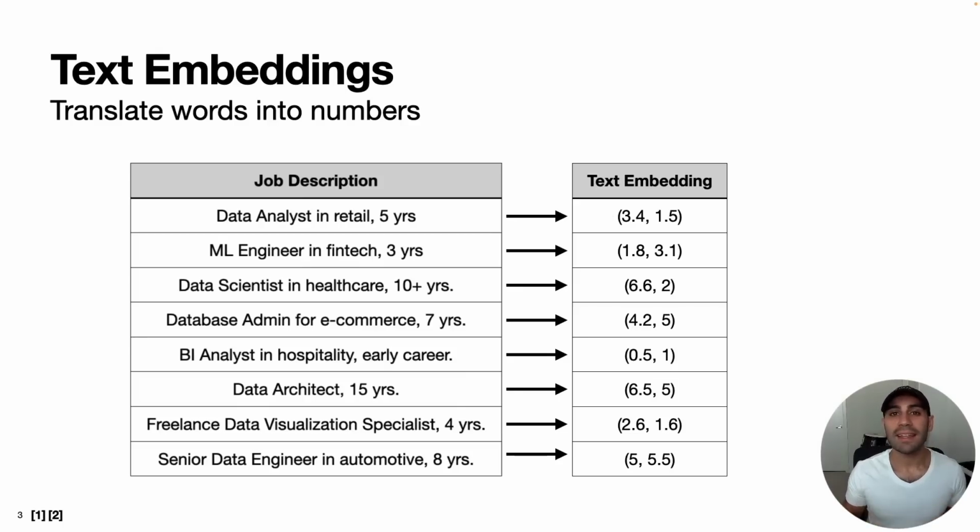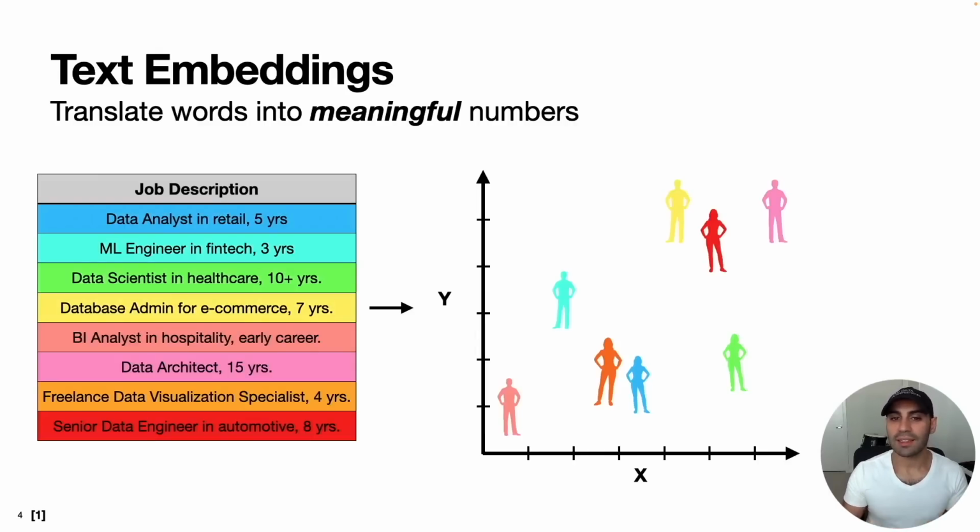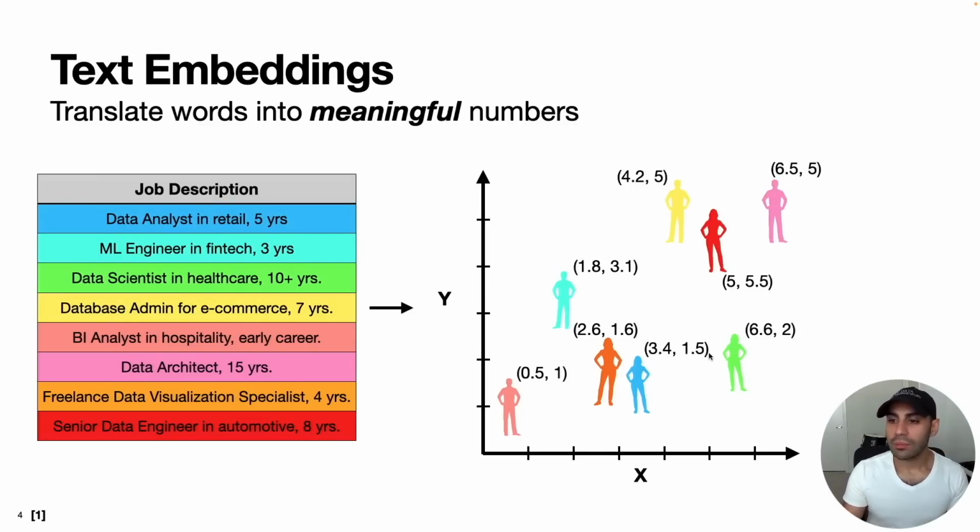But these aren't just any set of numbers. These are numbers that capture the inherent meaning of the text. In other words, text embeddings translate words into meaningful numbers. And one way we can see this is to take all those numbers from the previous slide and use them to visualize all the job descriptions. That would look something like this, where the numbers that we generated in the text embedding define the location of each person's job description.